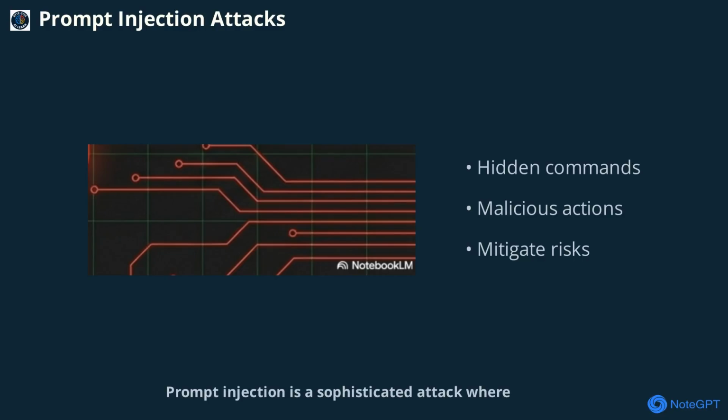Prompt injection is a sophisticated attack where malicious commands are hidden in emails or websites. If your AI is not properly secured, these hidden prompts can trigger unwanted or even dangerous actions. Understanding and mitigating prompt injection is crucial for anyone deploying a digital operator.